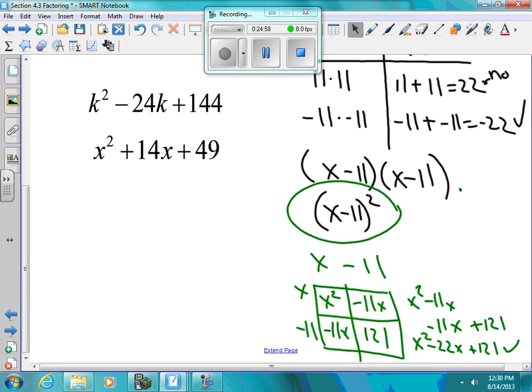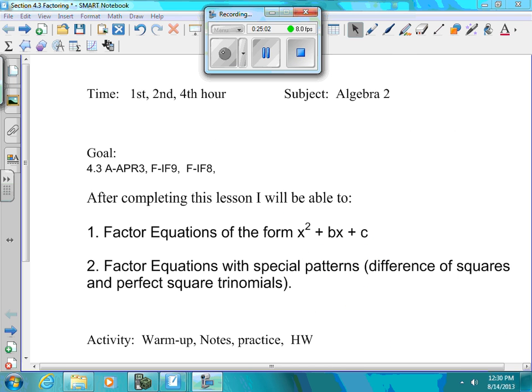We're going to skip the other examples for now. We'll do some more work in class tomorrow. Real quick, let's revisit what our goals were for this lesson, what you were supposed to be able to do. Hopefully at this point you now can factor equations in the form x squared plus bx plus c, which you're solving down the road. You now should be able to factor equations with special patterns, difference of squares, and perfect square trinomials. We did both of those as well. We're going to continue factoring. Tomorrow's lesson will be when a is something other than 1, so we'll preview for tomorrow.